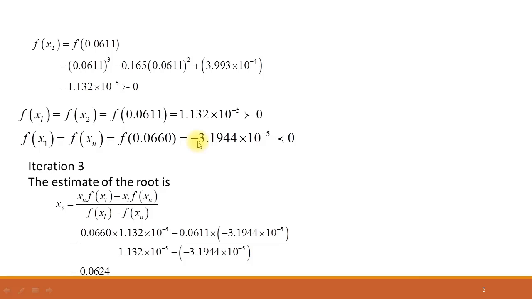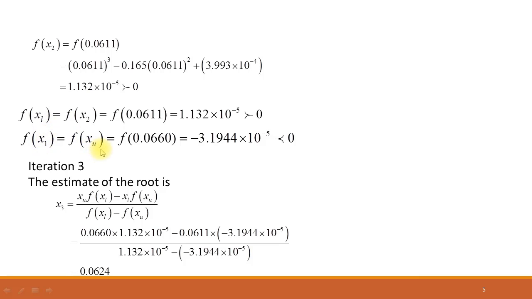So you see here, dear students, that now x3 lies between x1 and x2, but which one will be the lower limit and which one the upper limit? In x2 and x1, this is the value of x2 and this is the value of x1. Since the value of xu is 0.0660 and the value of xl is 0.0611, now x2 will be the lower limit and x1 will be the upper limit.